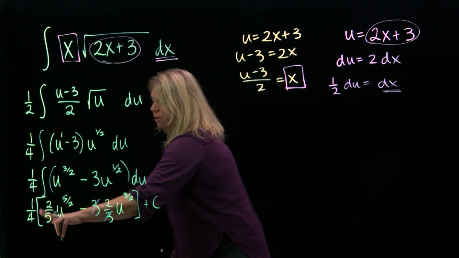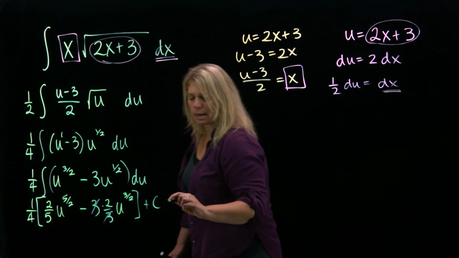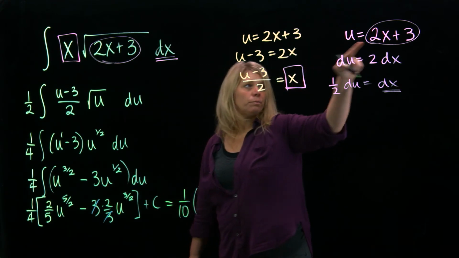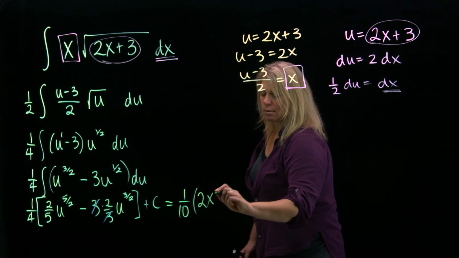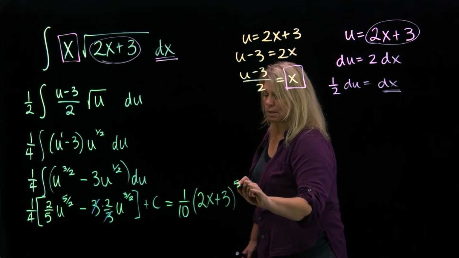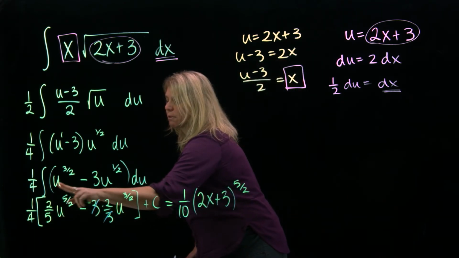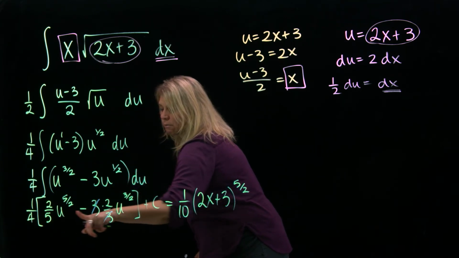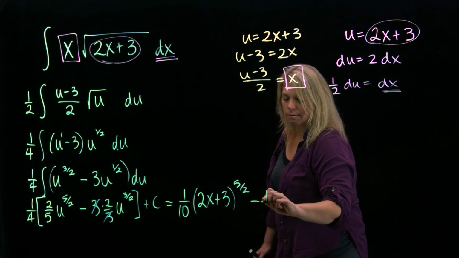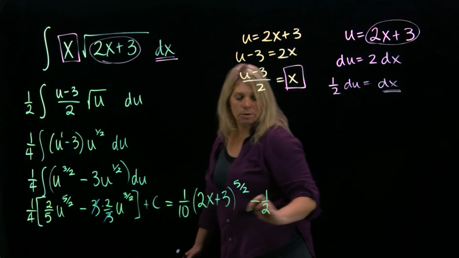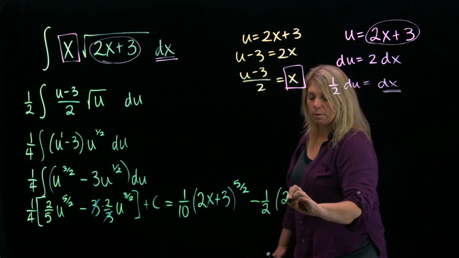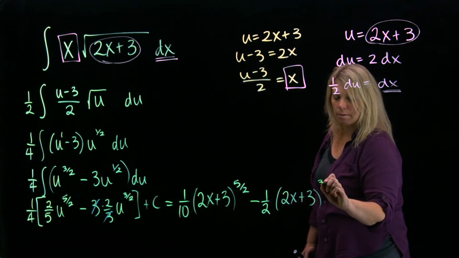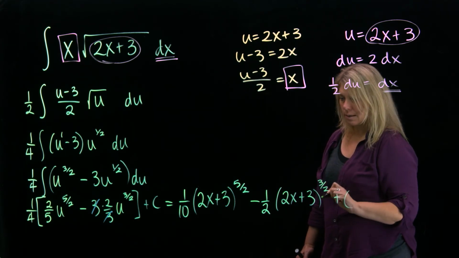Okay, so I'll have 1/4 times 2/5 will be 2/20, or 1/10. And then in place of u, equals 2x plus 3, to the 5/2. Right, so that's from simplifying this first term that was times the 1/4. And then minus 1/4 times 2 is 1/2. And then substitute in for the u equals 2x plus 3. And that u is to the 3/2 power. And I need a big old plus c on the end.